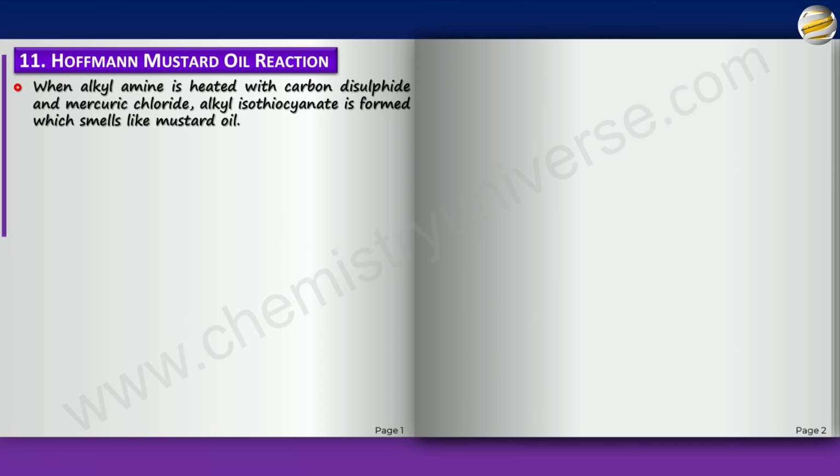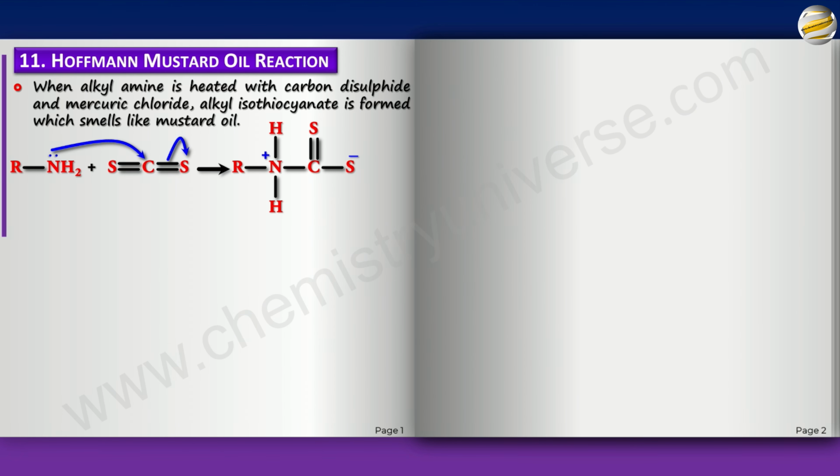So remember, look at the reactants. Alkyl amine, so it means primary amine. Otherwise, it would be dialkyl amine if it is secondary. So alkyl amine, so primary amine, is heated with carbon disulfide, that is CS2. Can you guess where this is going? The lone pair on N is going to attack the carbon, right? And the pi bond shifts to S. You're going to get something like this.